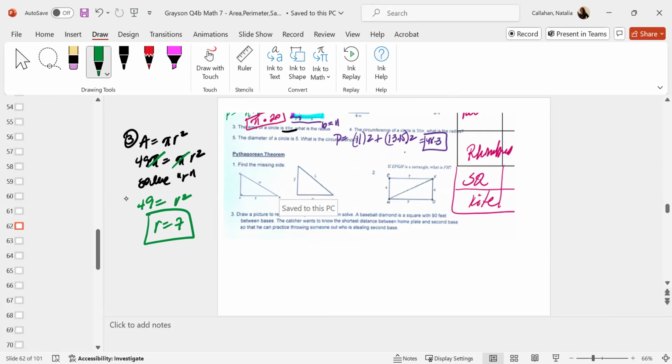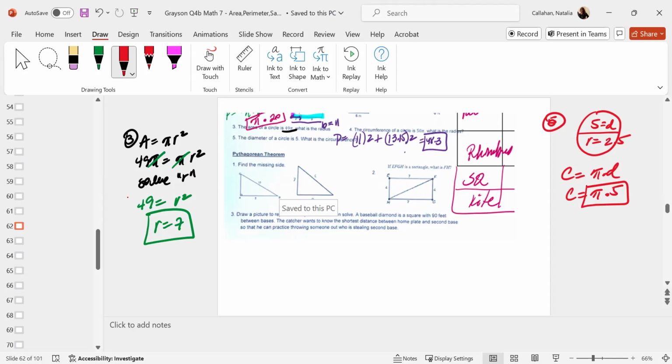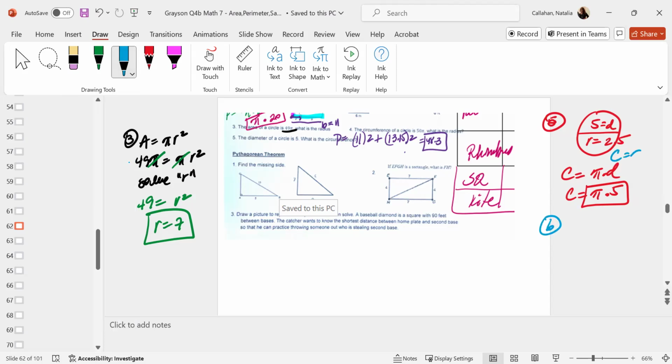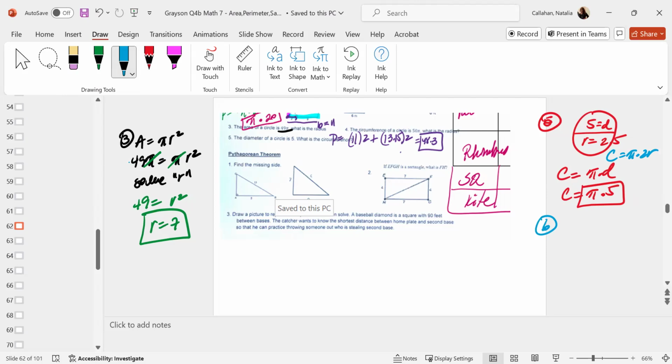Number 5. Read. The diameter of a circle is 5. What is the circumference? What's the radius then? 2.5. Circumference of a circle is what? Pi times diameter, or pi times 2r.